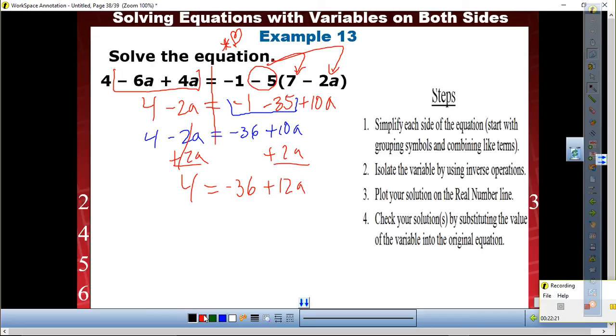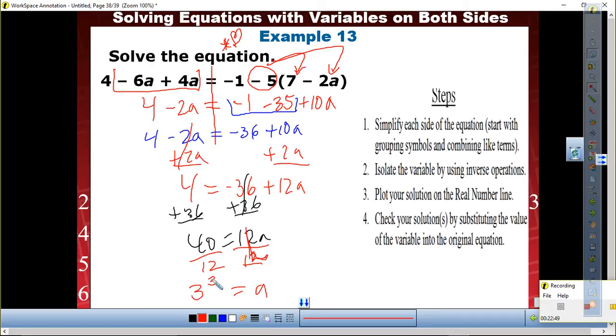Continue, Luke. Add 36, add 36. 40 equals 12a. Continue, Lorena. Divide by 12. So therefore, we're left with, how many times does it fit in there? 3, and 4 12ths, which is 3 and 1/3 equals a.